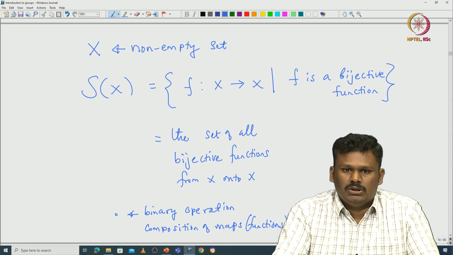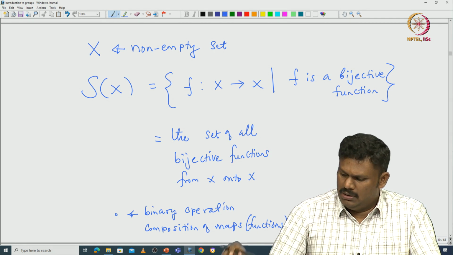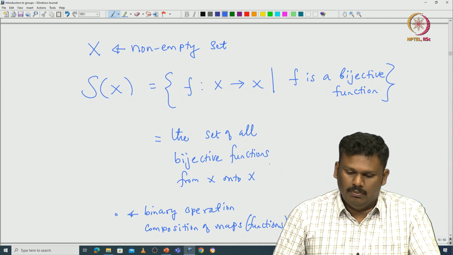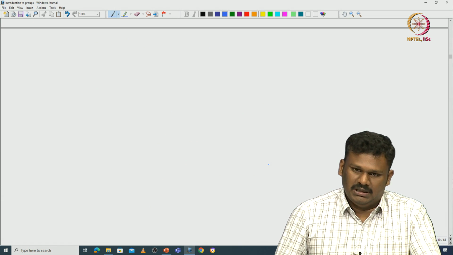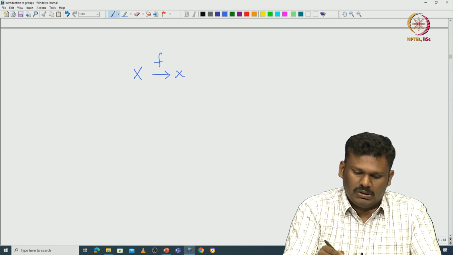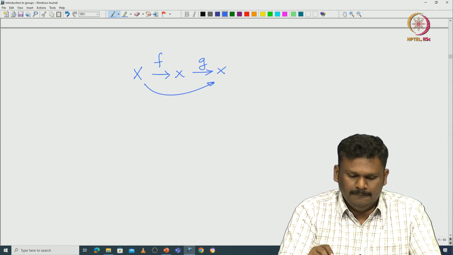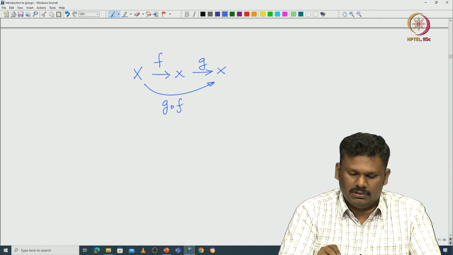Okay. So, all of you know what composition is, I believe. If you take two bijective functions and you compose them, then you again get a bijective function. So, you have a bijective function from X to X, call it f, and then you have another bijective function from again X to X. Then you can define this composition, which is defined to be g composition f.